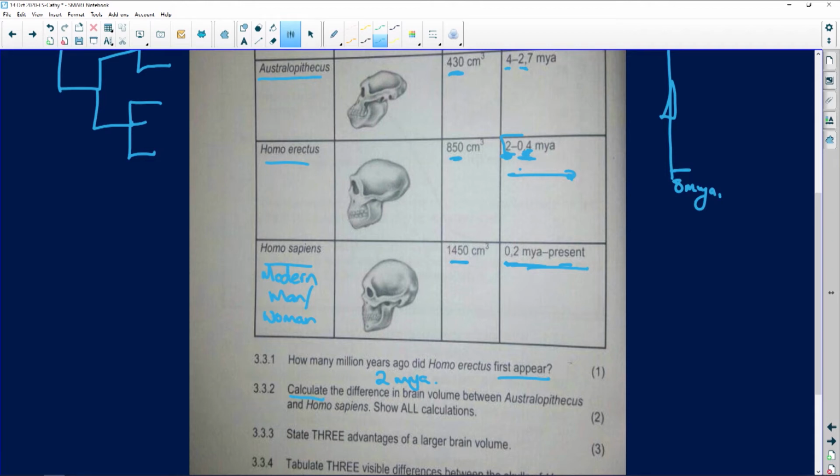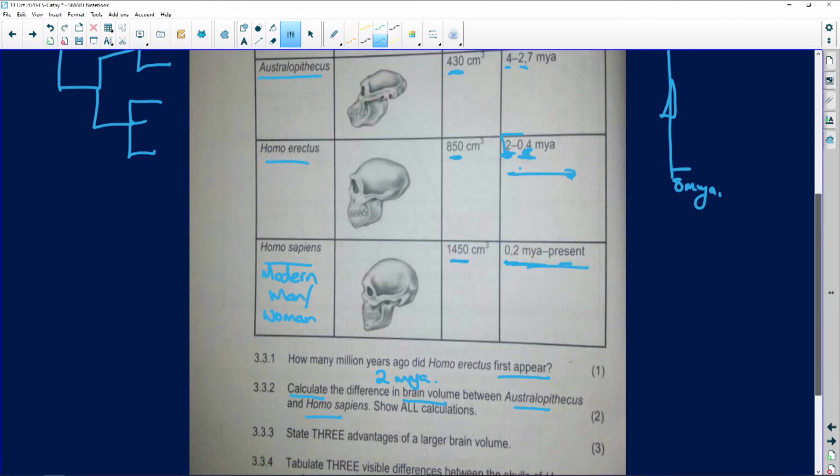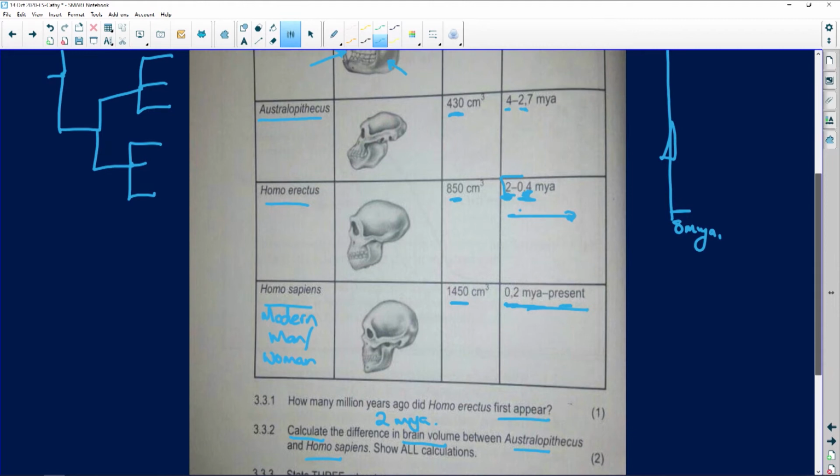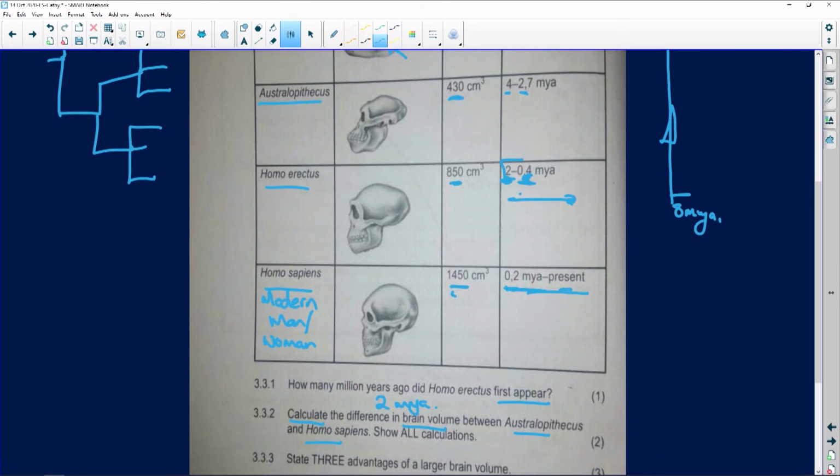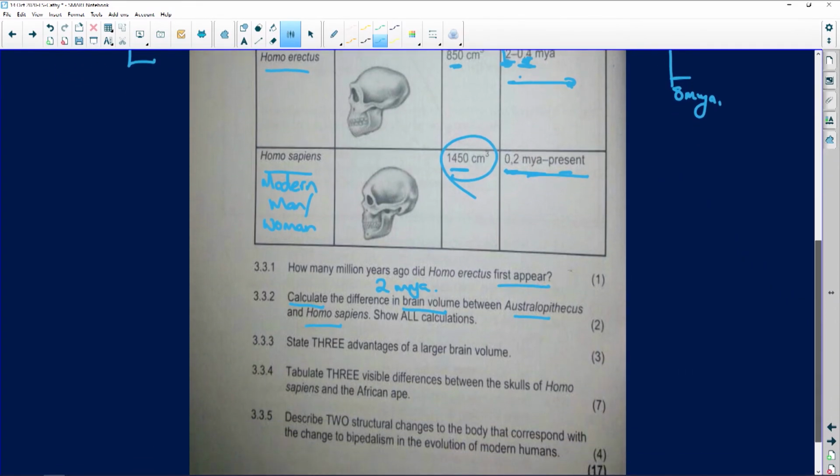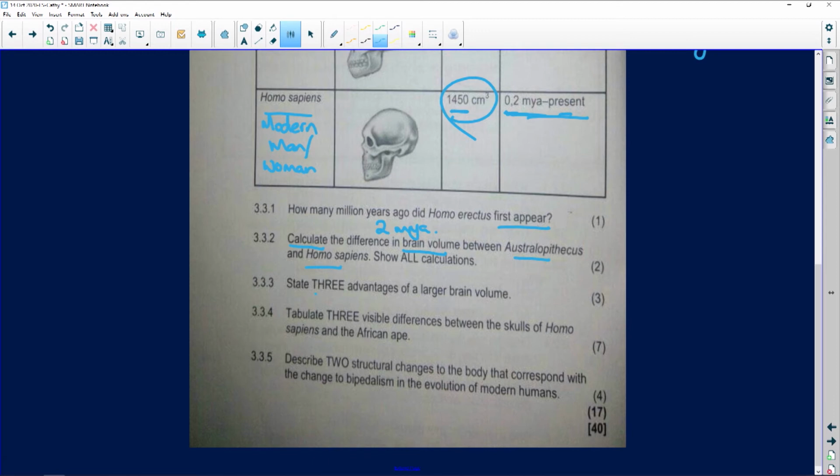Calculate the difference between the brain volume of Australopithecus and Homo sapiens, please. I'm really not even going to bother doing it. But you're going to take the brain volume of Homo sapiens, and you are going to subtract Australopithecus, which is 430, and you're going to get an answer. Remember to write centimeters cubed as well. That's giving marks away. And then it says state 3 advantages of a larger brain volume.